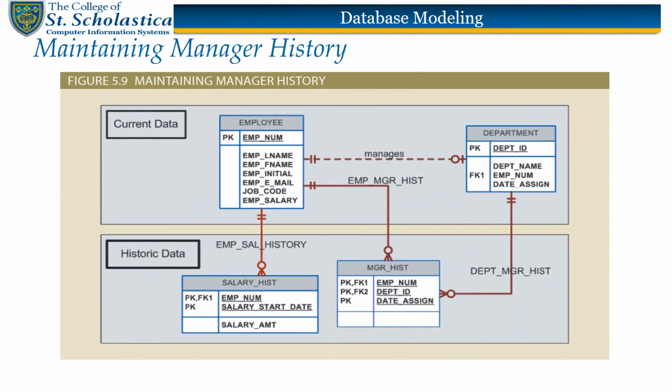For example, if we want to keep track of the history of all department managers as well as the current manager, we can create the model shown in Figure 5.9. Here, the MGR_HIST entity has a one-to-many relationship with employee and a one-to-many relationship with department to reflect the fact that an employee could be the manager of many different departments over time, and a department could have many different employee managers. Because we are recording time-variant data, we must store the DATE_ASSIGN attribute in the MGR_HIST entity to provide the date that the employee, EMP_NUM, became the department manager.